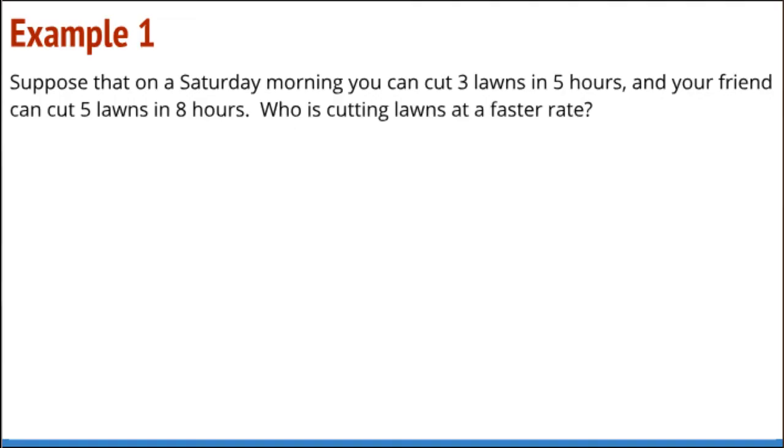Suppose that on a Saturday morning you can cut 3 lawns in 5 hours. Now hopefully we have looked at enough rates now that you can say there is a rate, and you can see that your friend also has a rate. So we have some work being done here, in this case, very real work, cutting lawns. And the question we're trying to answer is, who is cutting at a faster rate?